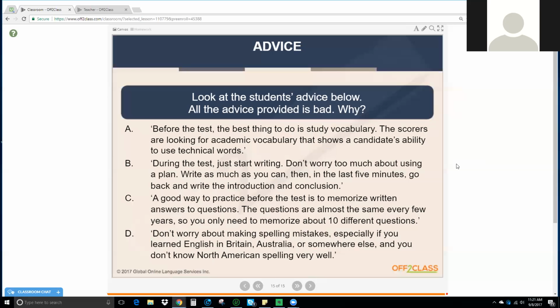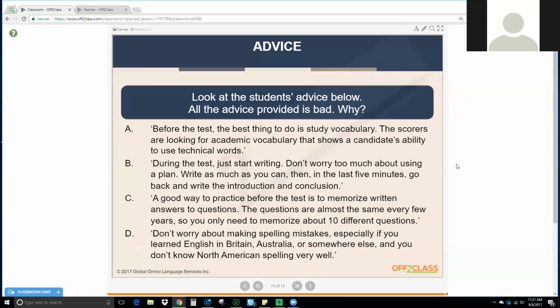So don't worry about memorizing the questions. You're going to practice so much that you will learn different types of questions. And even if you get a different question on the exam, it's likely to be similar to some of the ones you practiced with.